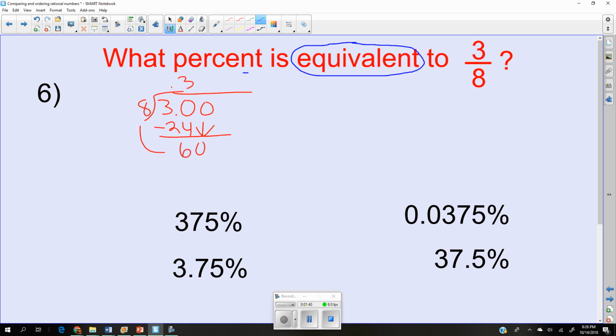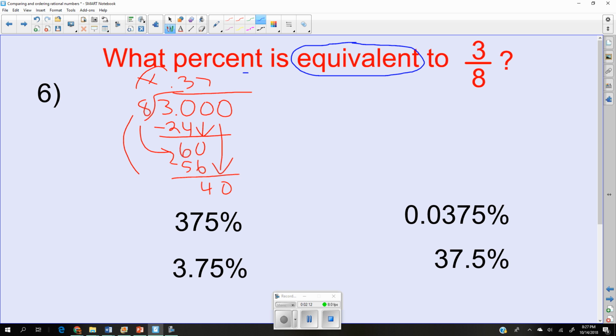Okay, so now let's move here. Now we're looking at this one. 8 will divide into 60 how many times? So let's see, 8 times 5 is 40, 8 times 6 is 48, 8 times 7 is 56, 8 times 8 is 64. That's too big. We've got to go with the 7. So now 8 times 7 is 56. 60 minus 56 is 4. So we have a remainder still, so let's add a 0, bring it down.